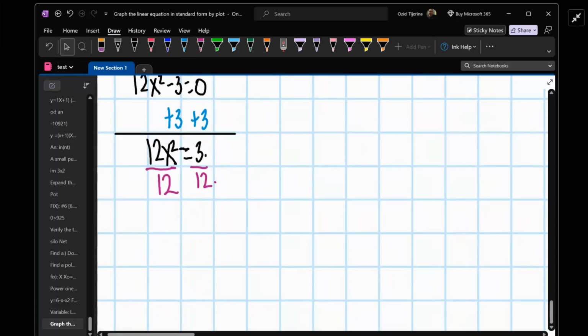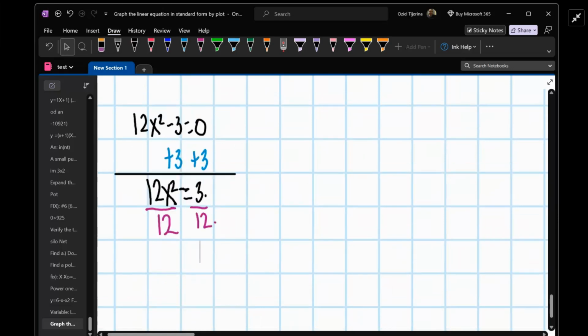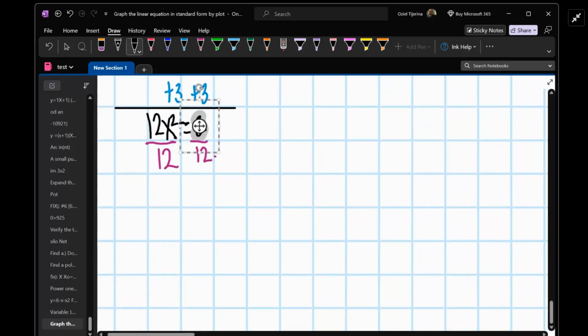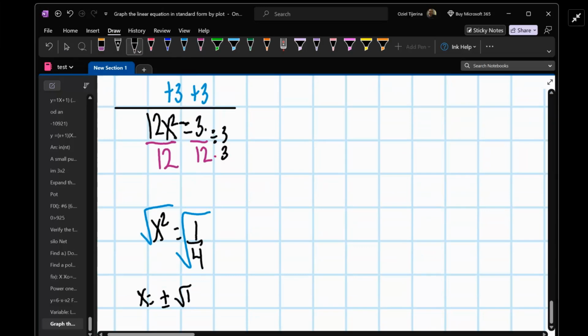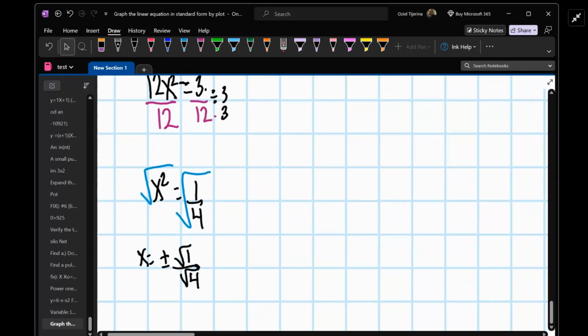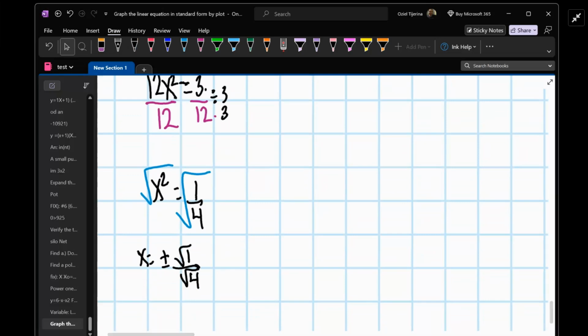So then we'll end up with x squared equals 3/12, or I'm sorry, x squared equals, and we're going to divide by 3 on top and bottom here to reduce it, 1 over 4. So then when we take the square root, we're going to have x equals plus or minus the square root of 1 over the square root of 4, right? Because we take the square root of the top and the bottom, just like we did with the original function when we solved for x.